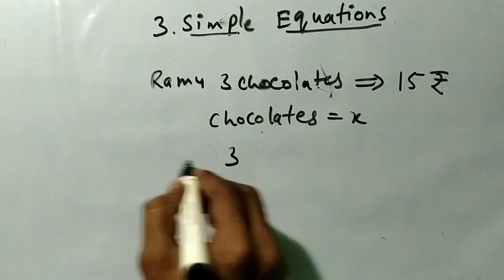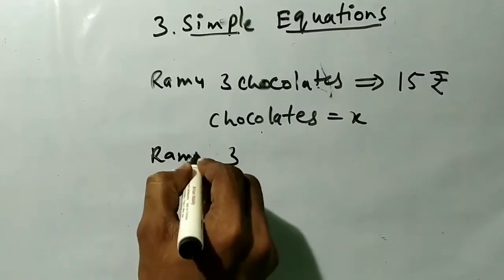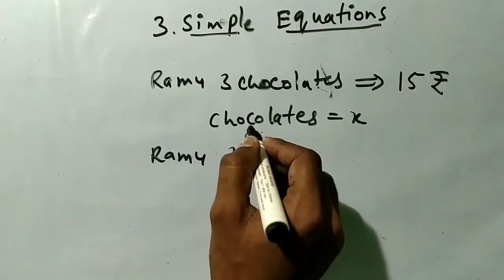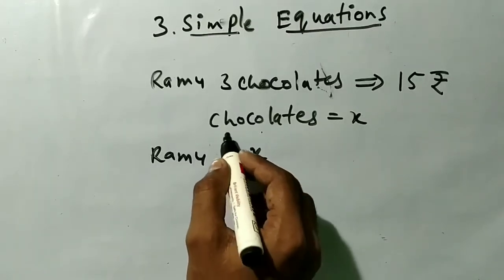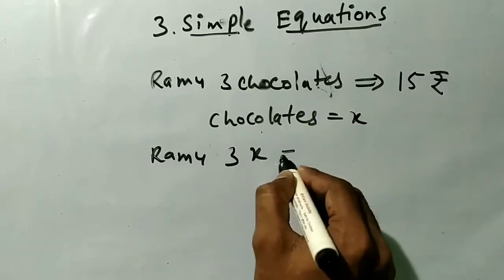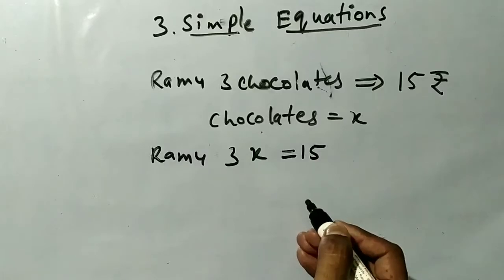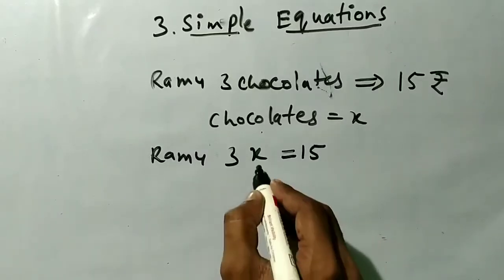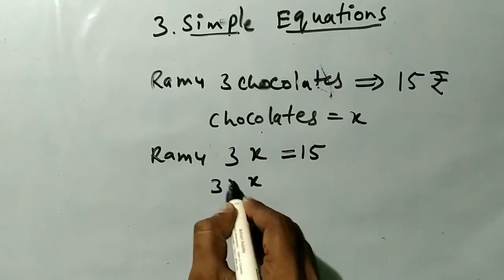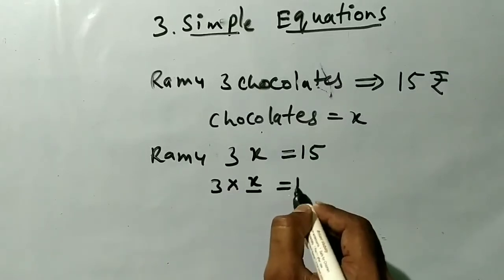So Ramu has 3 chocolates, 3x. x is nothing but chocolates. Wherever chocolate appears, we can substitute it by x. So 3x is equal to 15. Here the x value should be such that 3 into x is equal to 15.